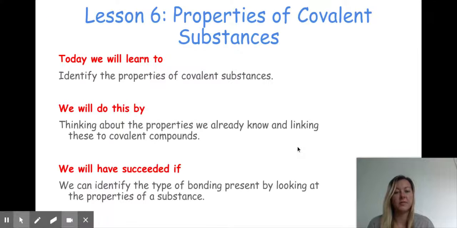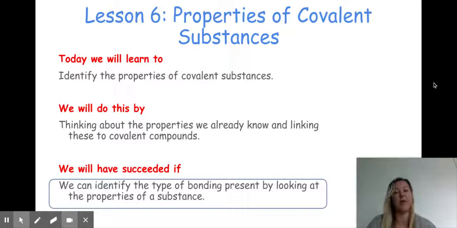If you can answer that, then you can identify the type of bonding present by looking at the properties of a substance. And that was what we set out to do today. So very, very well done.